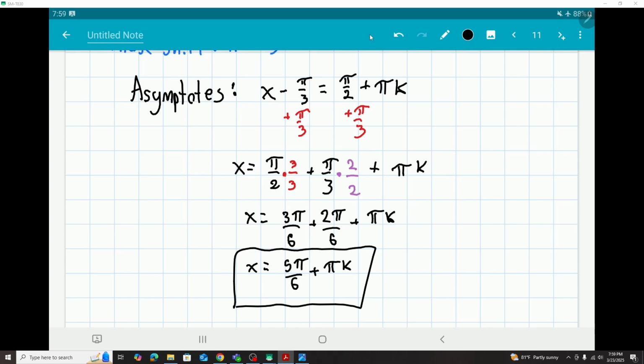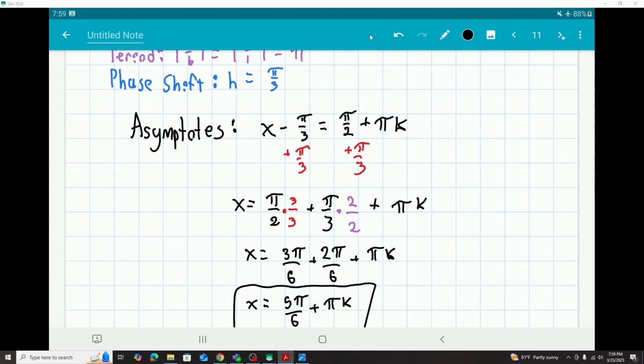5 pi over 6 plus pi k. So we've just moved over a slight bit. And here that was all done by the phase shift. So instead of our asymptote starting at pi over 2 and then showing up every period of pi, they start at 5 pi over 6 and then repeat every period of pi. And that's how to do one like number 11.